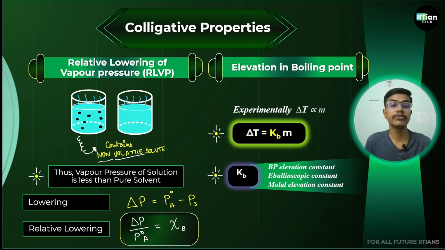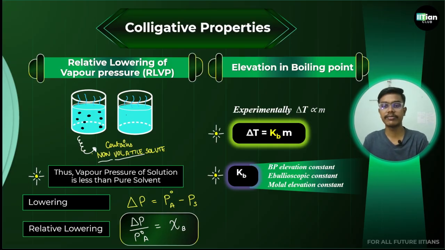This happens when you have a solution containing a non-volatile solute. Non-volatile solute in the sense it does not convert to vapor. So what happens? This hinders the solution from getting into the vapor state. So the vapor pressure is lowered, and the vapor pressure of the solution is less than the pure solvent. So we'll see that the lowering, that is delta P, is equal to P naught A minus P S. So P naught A minus P S gives the lowering, and the relative lowering, when you calculate, you will be getting it as the mole fraction of B, that is mole fraction of the solute.